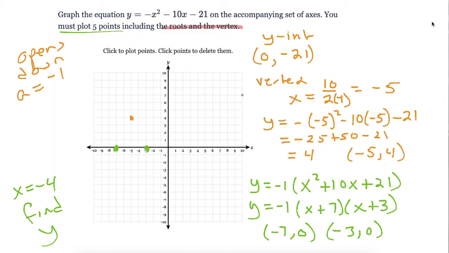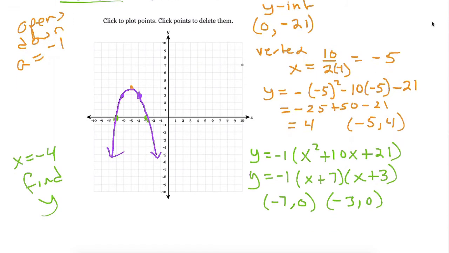Because remember, this thing is symmetrical. What you're going to end up finding is those values because a is 1, this thing is not skinny, so it's just like this, and you're going to find that value and that value, and then Delta Math will go ahead and graph that for you once you plot all 5 of those points. But notice it opens down. We got the intercepts. We got everything we need. It's going to be hard to graph that y-intercept just because it went off the page.